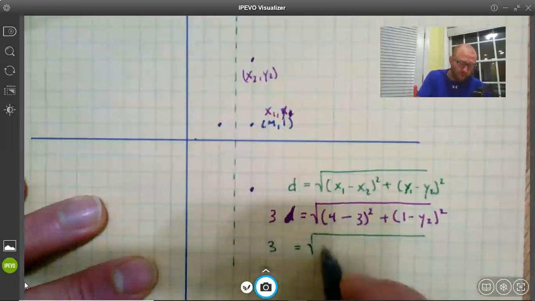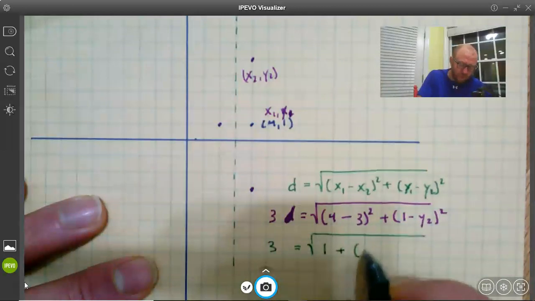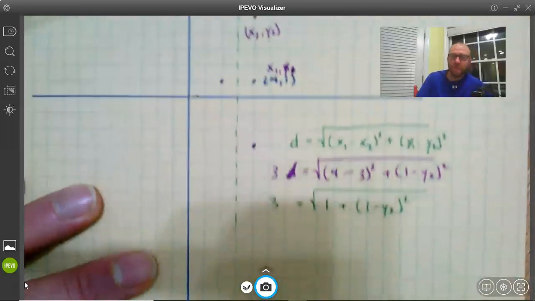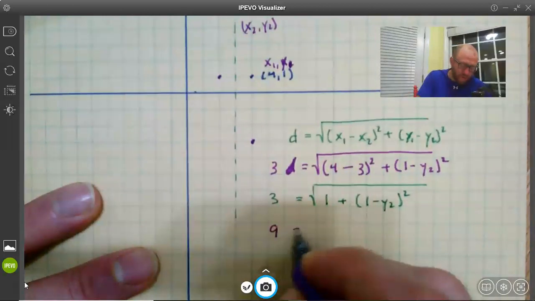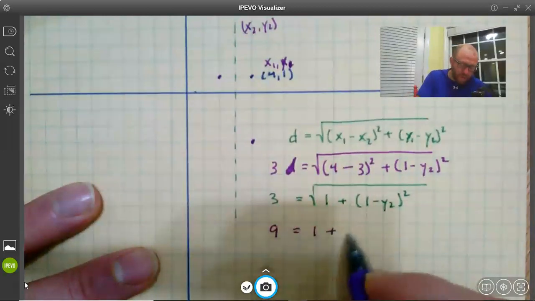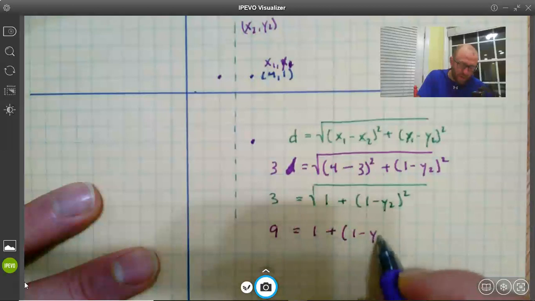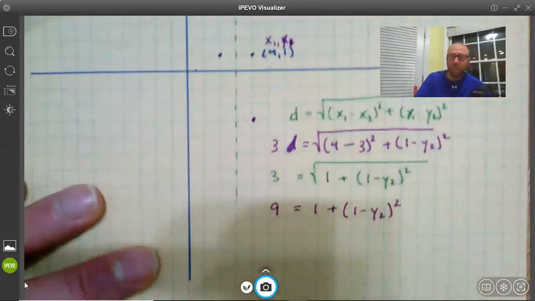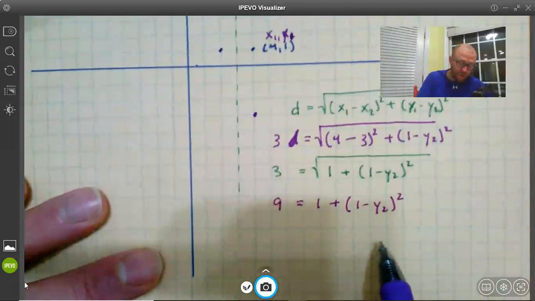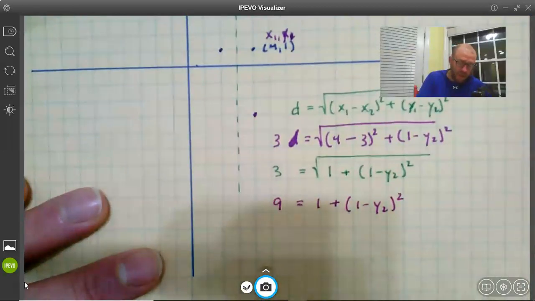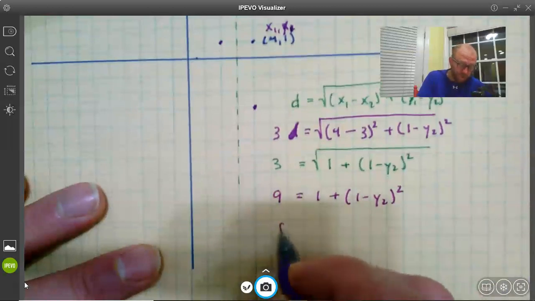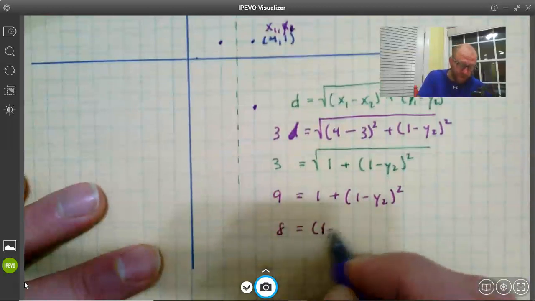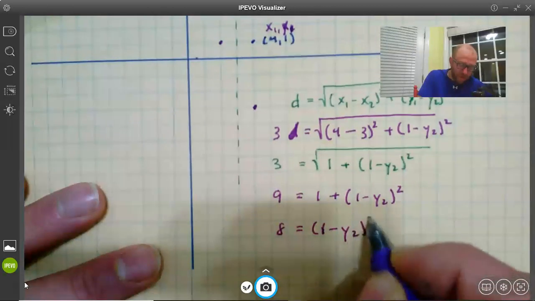That's a 1, and 1 squared is 1, plus 1 minus, all right, there we go. And let's see now. So let's square both sides. 9 equals 1 plus 1 minus y sub 2 squared. Let's subtract 1 from each side. So that gives us 8 equals 1 minus y sub 2 squared.